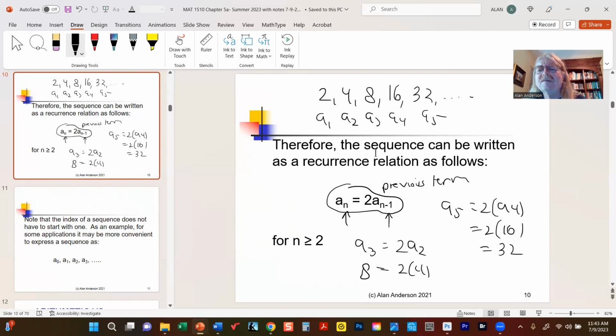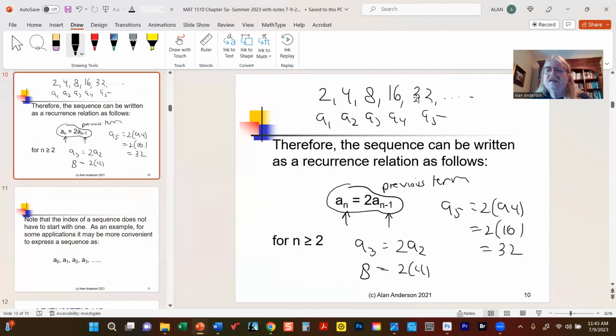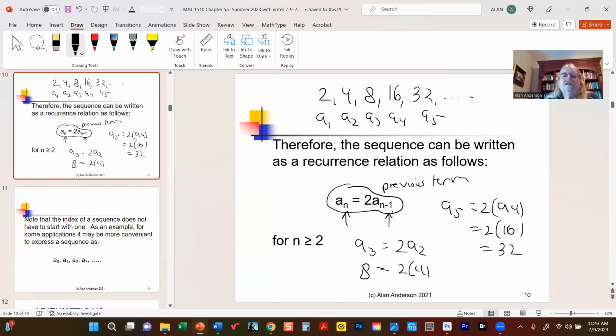And by the way, sometimes a function can be expressed, or a sequence rather, can be expressed in multiple ways. It's not the case that there's only one way of expressing it. Like here, if you notice, this sequence, 2, 4, 8, 16, 32, is the same as this one. But here, we're expressing it as 2 to the n for every index from 1 to infinity.